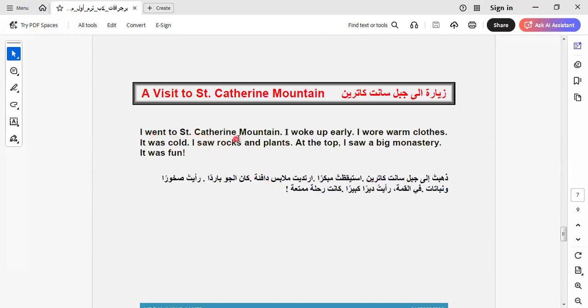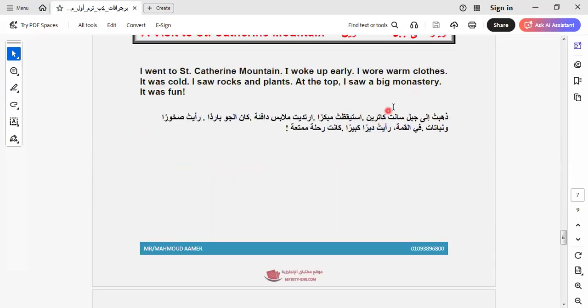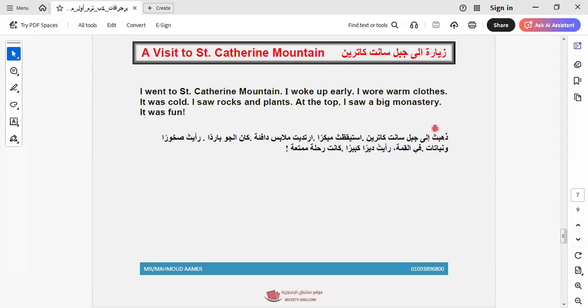I went to St. Catherine Mountain. I woke up early. I wore warm clothes. It was cold. I saw rocks and plants. At the top, I saw a big monastery. A big monastery. It's fun. A big monastery means a place that, I think, Christians pray in. Okay, this is a big monastery.